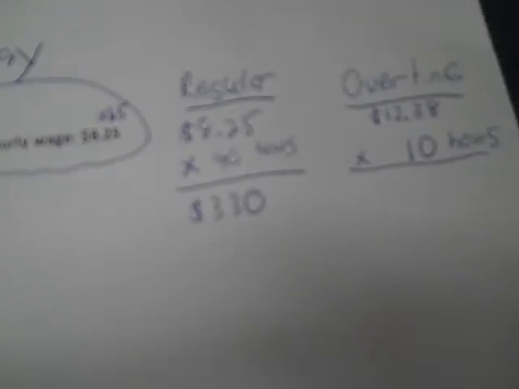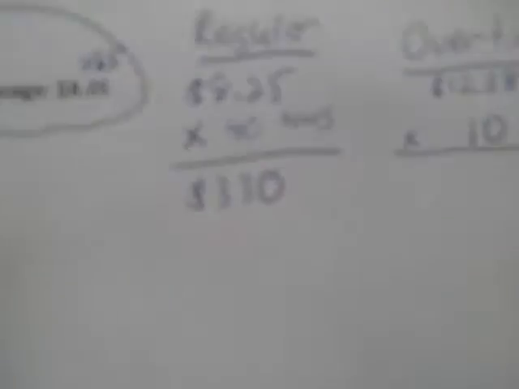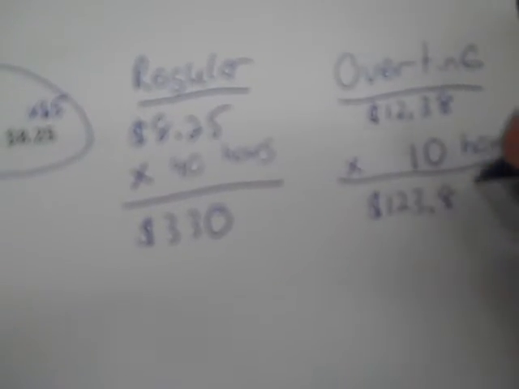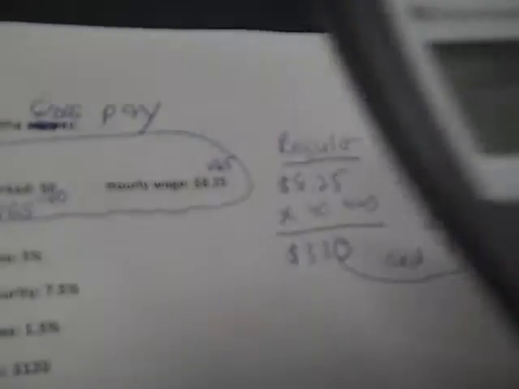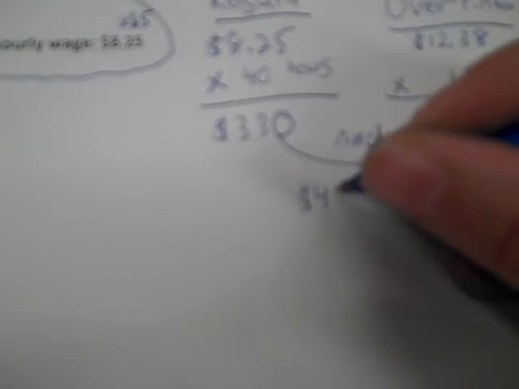Okay, now to find the hours, because you're going to take it times in hours, you want to take your hours minus 40. Okay? So I subtract 40 from that. 50 minus 40 is 10. So I take $12.38 times 10, and that's going to be 123.8. So that's $123.80. Okay? And now you add the two together. So 330 plus 123.80, that's 453.8. So that'd be $453.80.